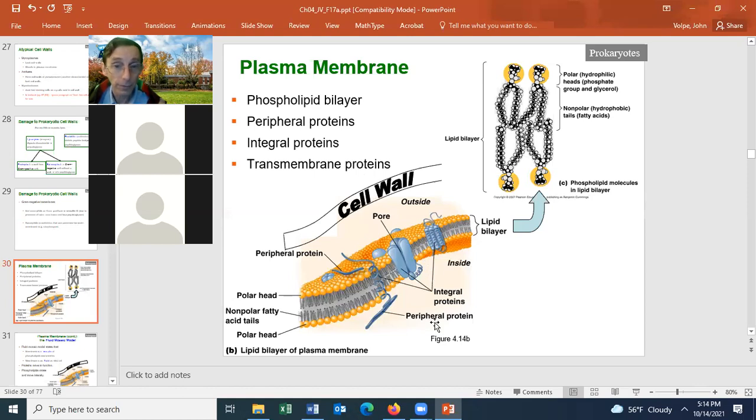A peripheral protein is a protein which is found on one side of the membrane or the other. Any question about that? So that's why it's peripheral. It's found on the periphery of the membrane. An integral protein and a transmembrane protein spans the membrane, like a channel protein or a transport protein. All right, any question about this portion of the plasma membrane?